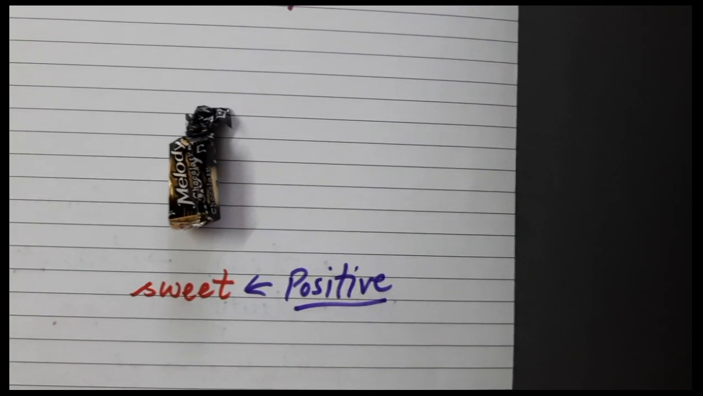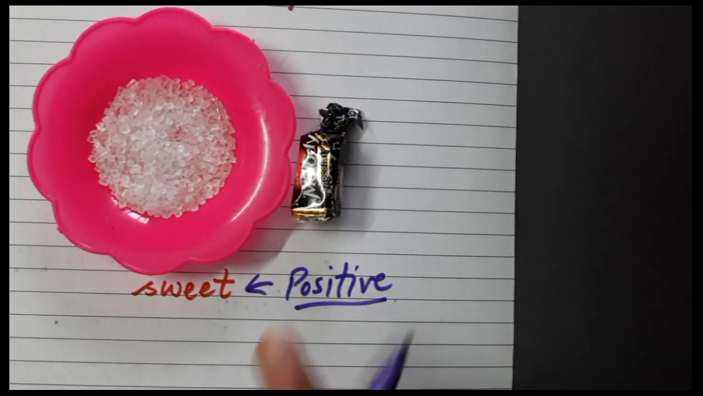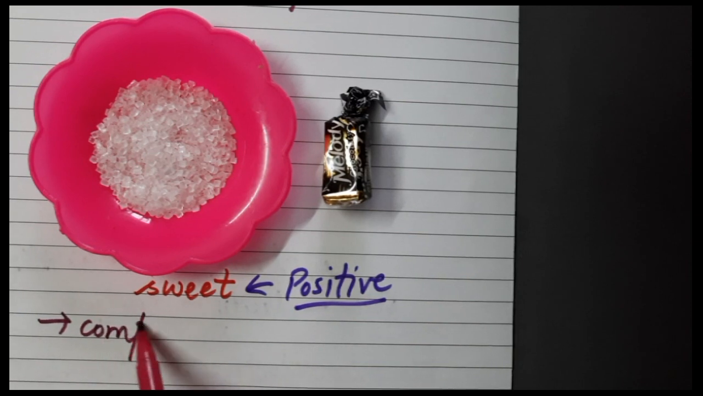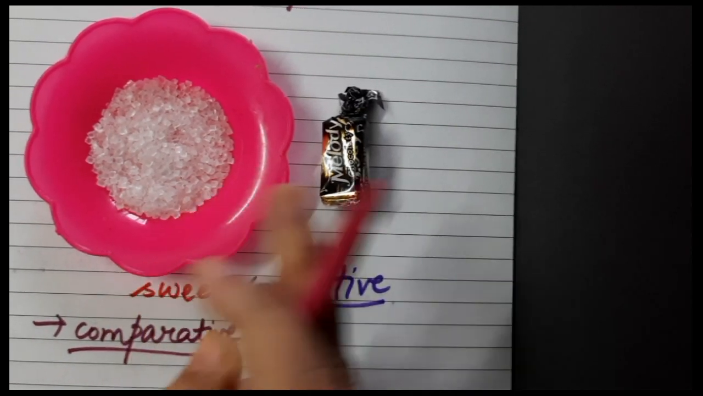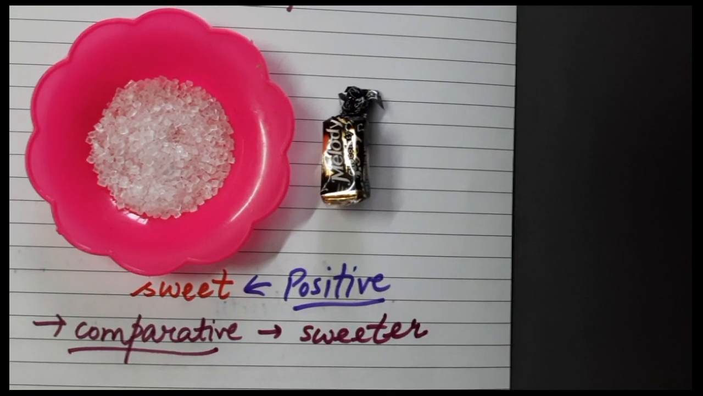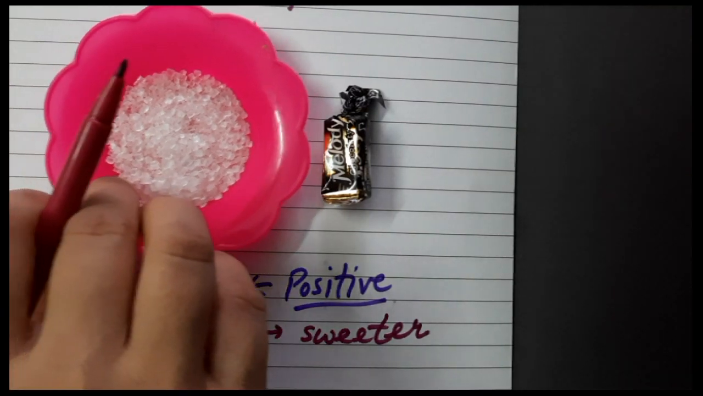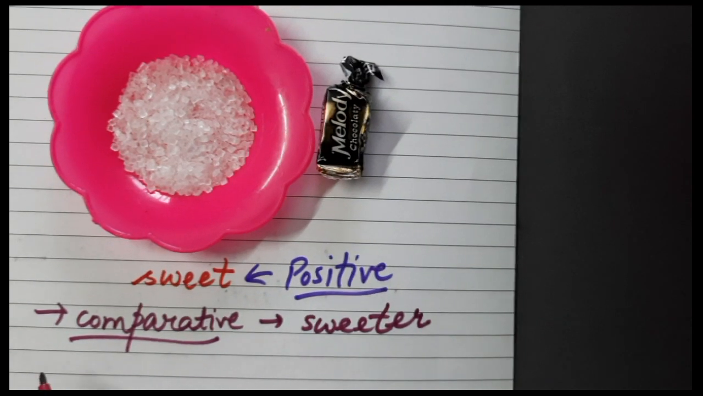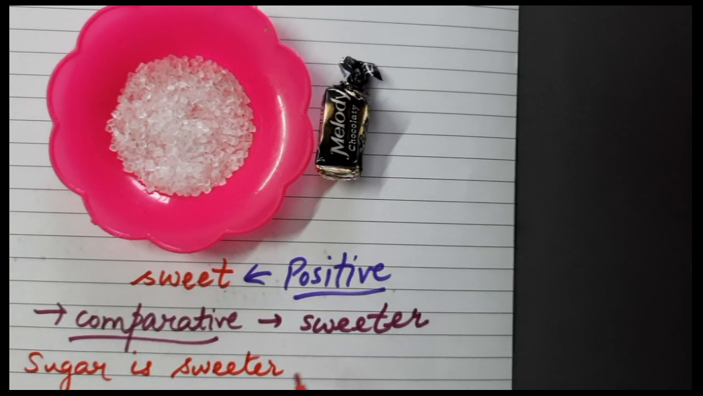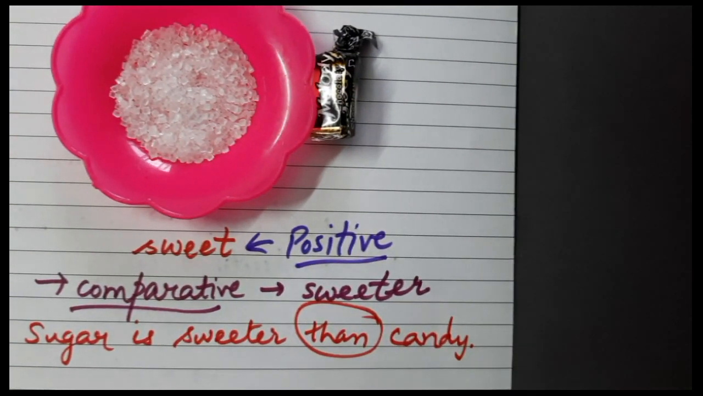Okay. Now let me bring one more object. And again, I want you to compare. Can I say sweet again when I'm comparing the two objects? No. Now you know that ma'am, we have to use comparative degree since we are making comparison between two objects. So what will it become? Sweeter. So which is sweeter, sugar or candy? To me, I think sugar is sweeter than candy. So my full sentence can be, I'll say sugar is sweeter than candy, because I have to use the word than when I compare the two objects. Is that clear? Very good.